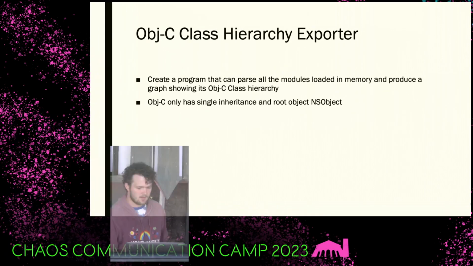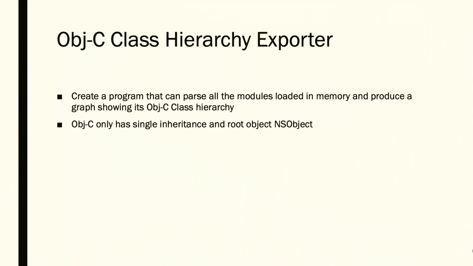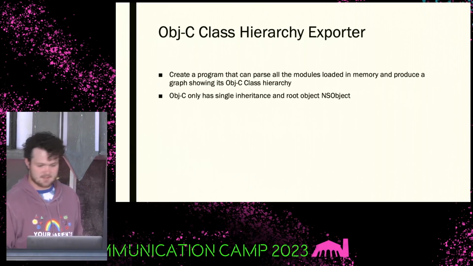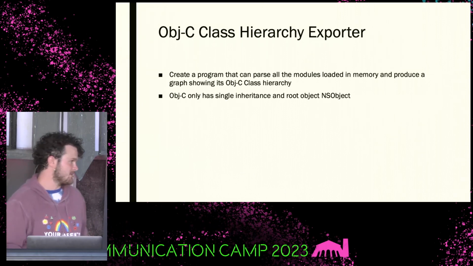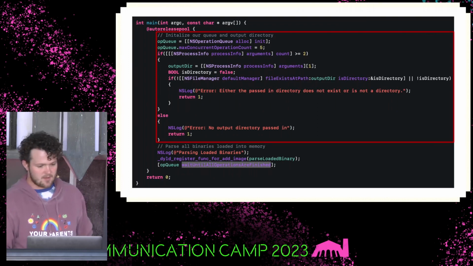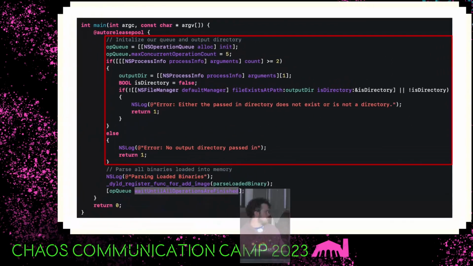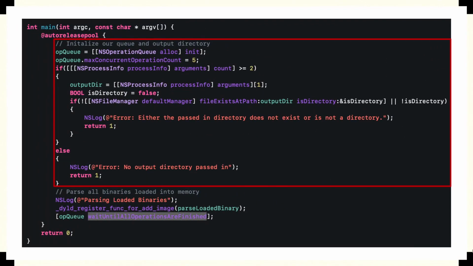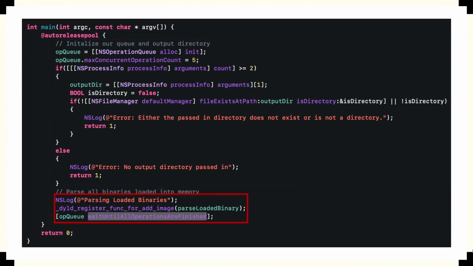So we're going to look at all the system modules loaded into just a basic Hello World application, and we're going to take a look at what their Obj-C class hierarchy is by just looking at the executable images that were loaded by the system. And for reference, Obj-C only has single inheritance, and the root object is NSObject. So here's our main function. This first bit here is just some way so that it didn't take forever. It's just parallelizing it, so don't worry about it.